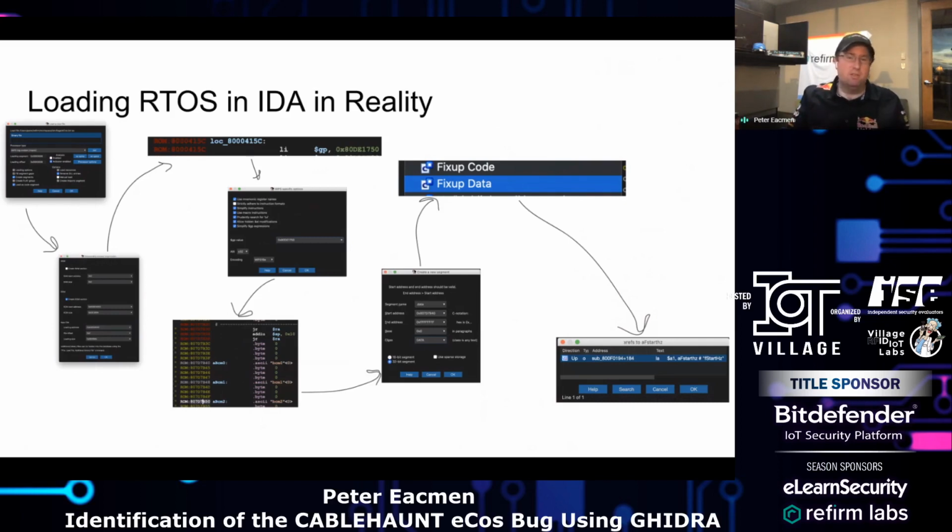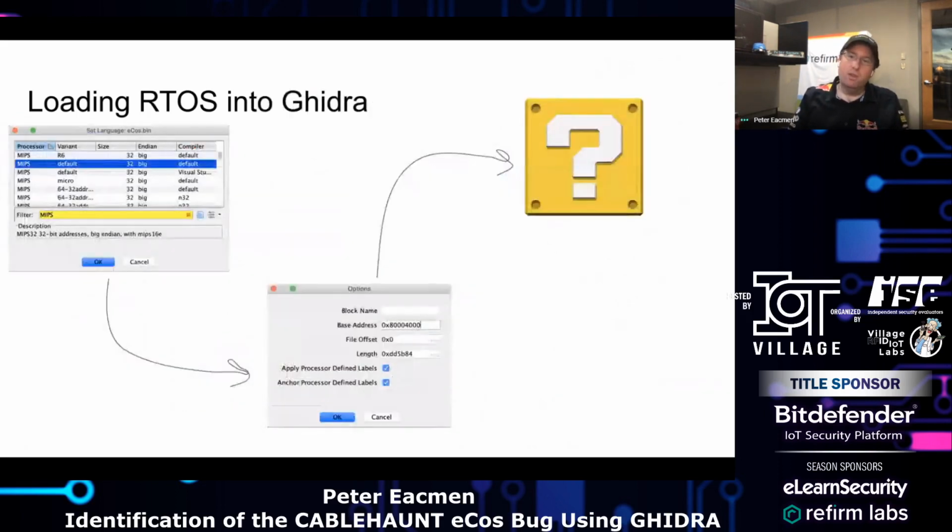So in this case, this is an example. We went through the process of loading into IDA, but at the end of the day, you're still stuck with disassembly, right? And there are no symbols in this particular firmware image. So you're stuck with identifying leaf functions and then trying to name them just by looking at MIPS disassembly. So we decided to take a different path and just try out GHIDRA. It's the brand new hotness everyone is getting on board with. So let's see how GHIDRA handles RTOS loading.